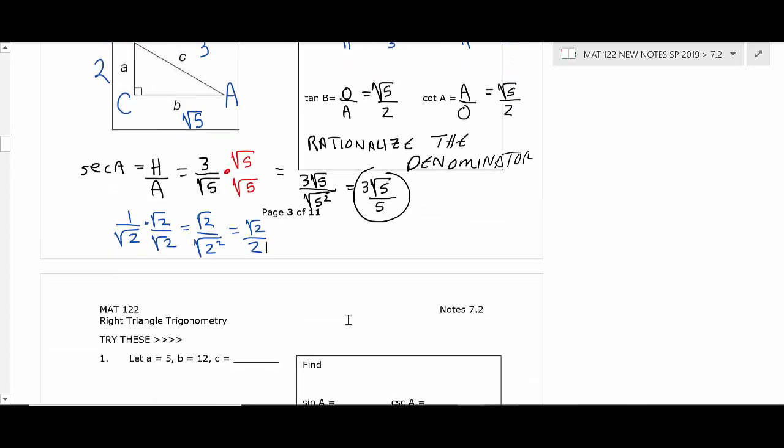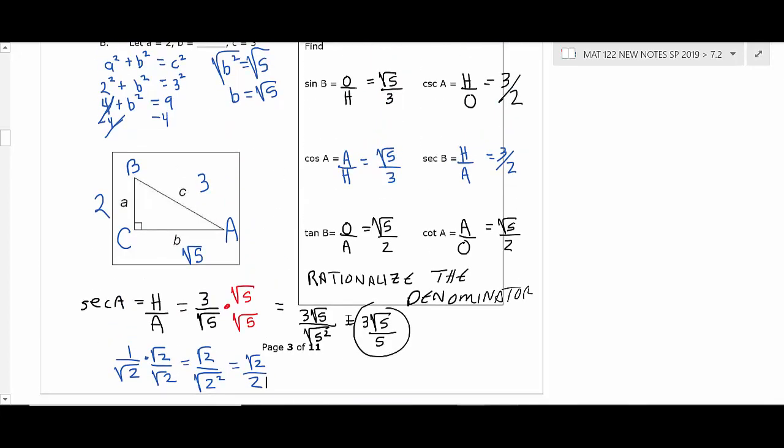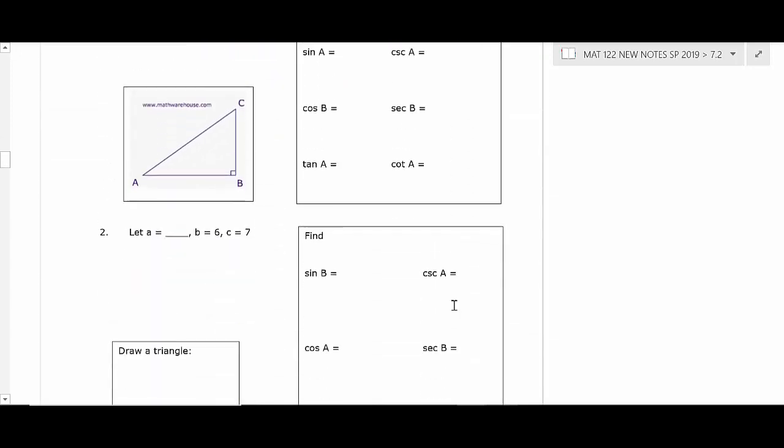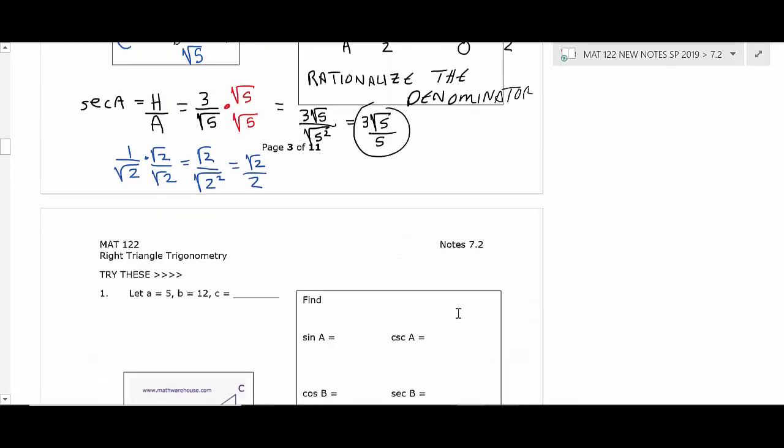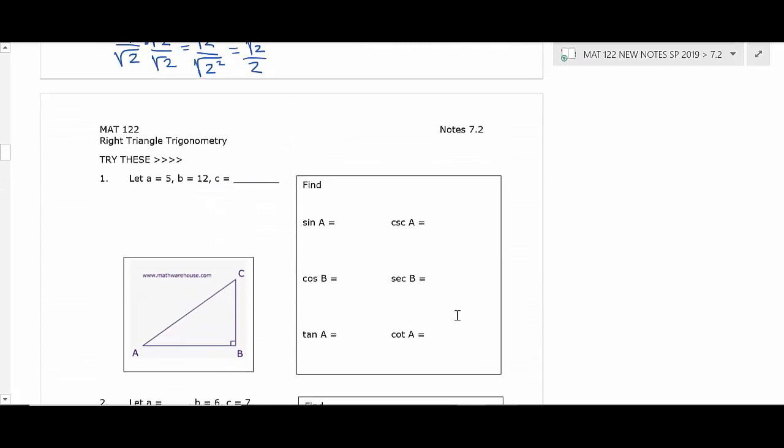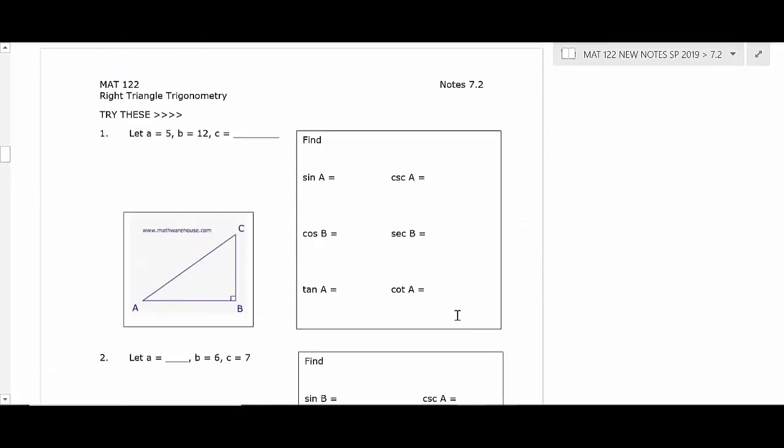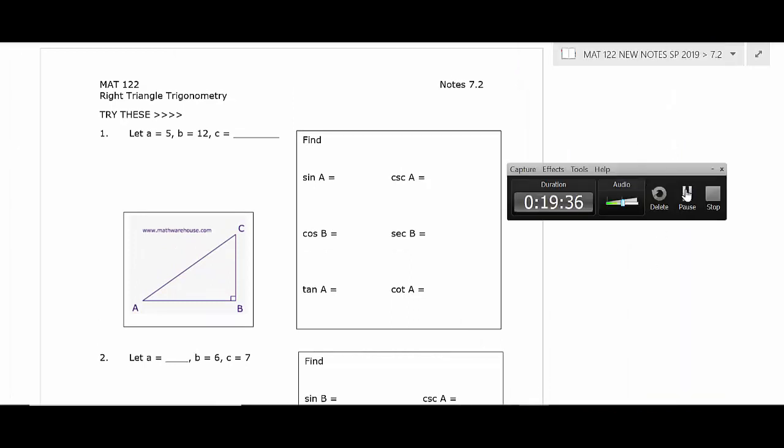Okay, so let's see. I'm going to let you work a little bit now, just to see if you know what's going on. Let's go to the next page, and I'll let you do the next 2 problems on the next page, which would be page 4. Go ahead and pause the recording, and then come back and check your results.